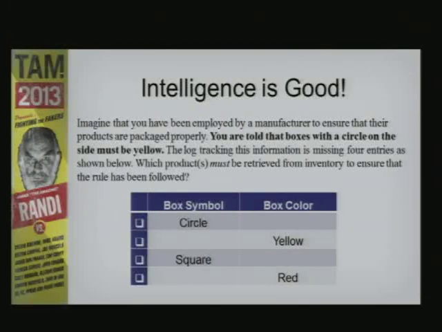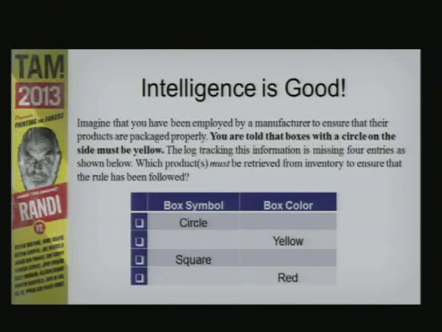Okay, here's another problem that's kind of similar to the abstract version. Imagine that you've been employed by a manufacturer to ensure that their products are packaged properly. You're told the boxes with the circle on the side must be yellow. The log tracking this information is missing four entries as shown below, which products must be retrieved from inventory to ensure that the rule has been followed. This is a real world situation, and yet it's one that most of you are probably not familiar with unless you work in a manufacturing plant that has boxes with circles and colors on them. So how do you figure out the answer?